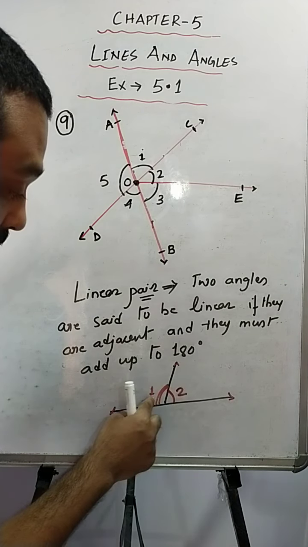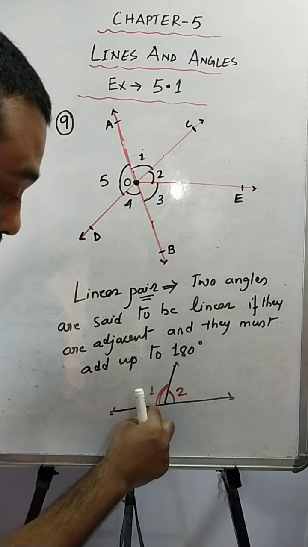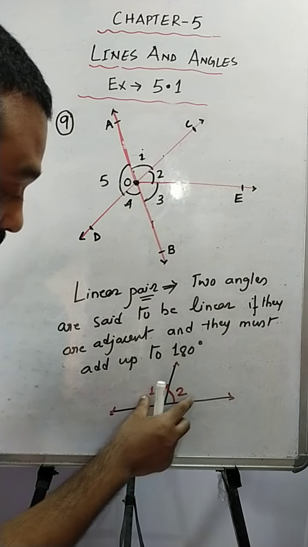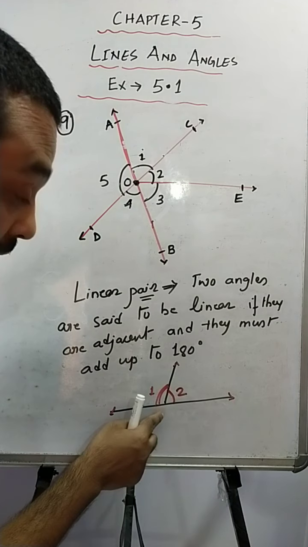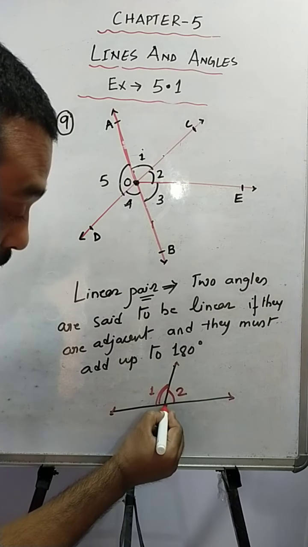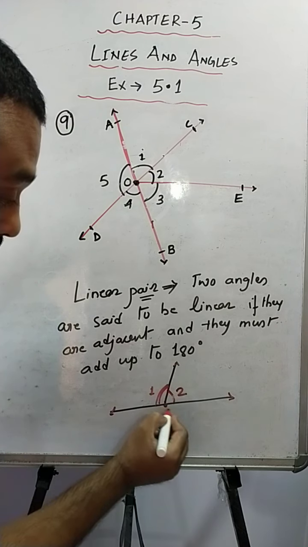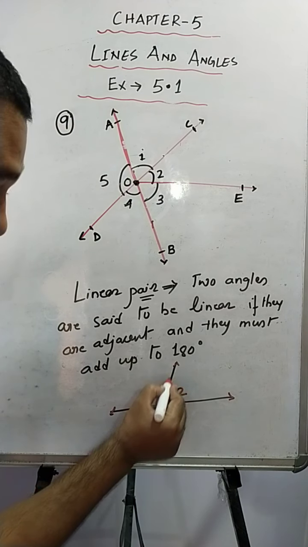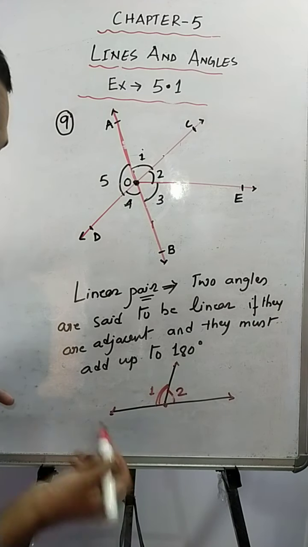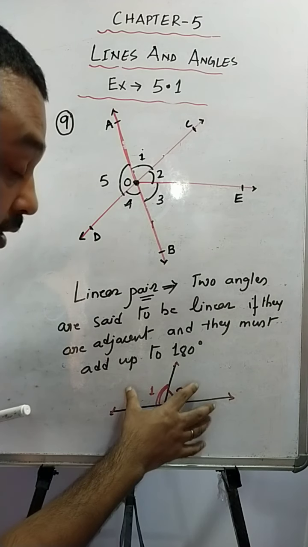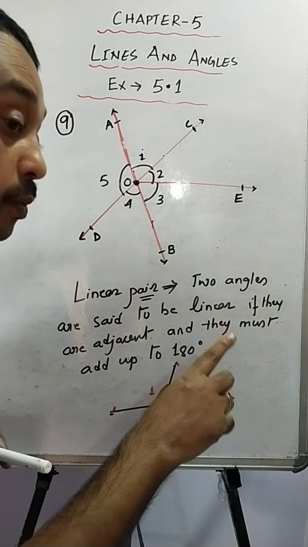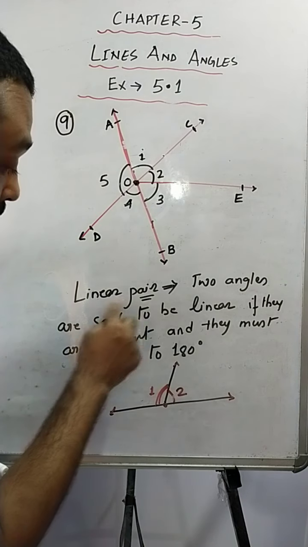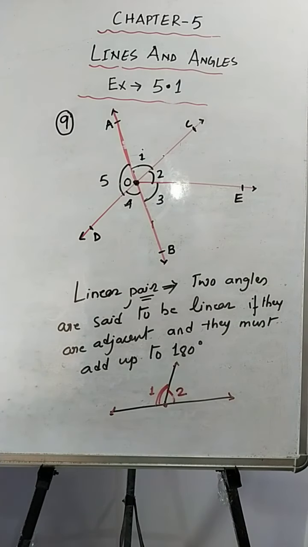Why? Because they will add up to 180 degrees. That is a part of a 180 degree angle. So if we add up these two angles, it will come as 180 degrees. And they are adjacent because they are sharing the common vertex and they have a common arm also. So the two angles which are adjacent as well as having a sum equal to 180 degrees will be termed a linear pair.